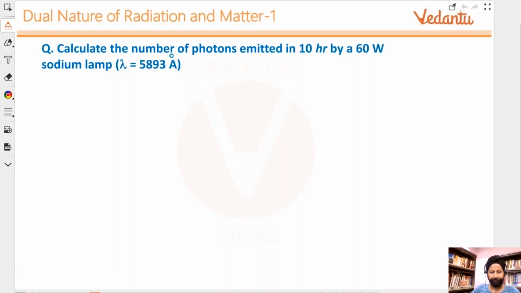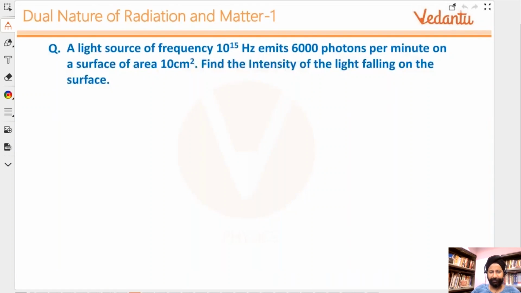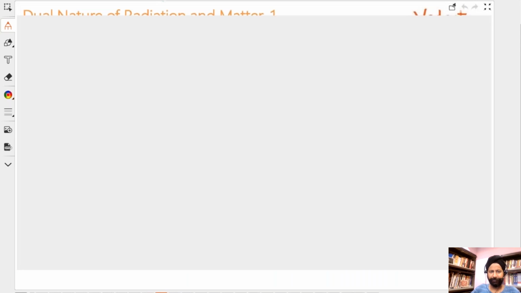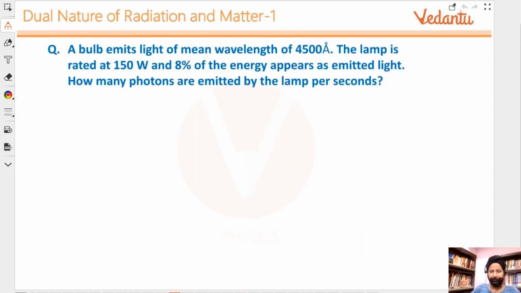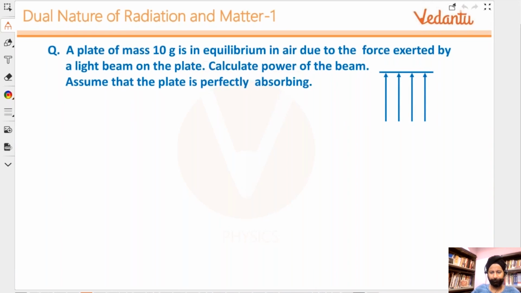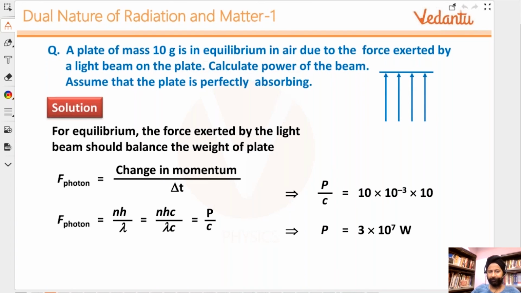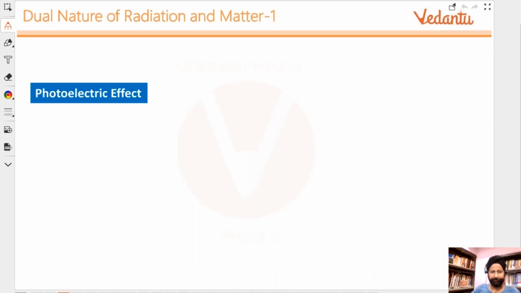So let's move on. Yeah, we did these questions yesterday. I should have deleted these. It's my mistake. I should have deleted. So let's move on to photoelectric effect from here. Yeah, so this is where we stopped, I think. This is photoelectric effect. Okay, so this is where we are going to start now.